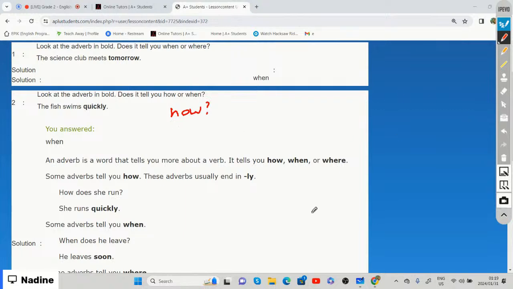All right. So we said that an adverb tells you more about the verb, and an adverb tells you how, when, or where.